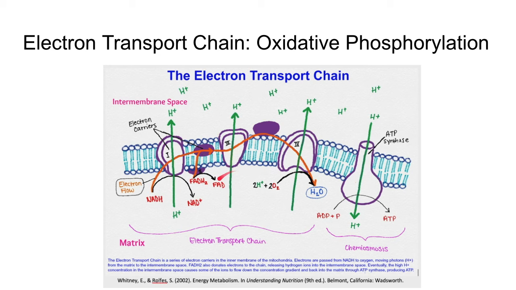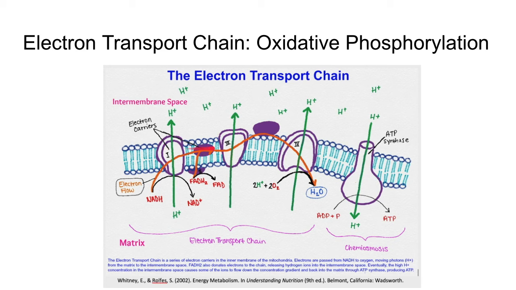This is a model of the ETC, showing how electron carriers NADH and FADH2 will drop off their electrons that will flow down the ETC. The ETC consists of electron carriers that are embedded into the inner mitochondrial membrane. Once these electrons have flowed down, they will be caught by oxygen, which combines with hydrogen ions to form water.